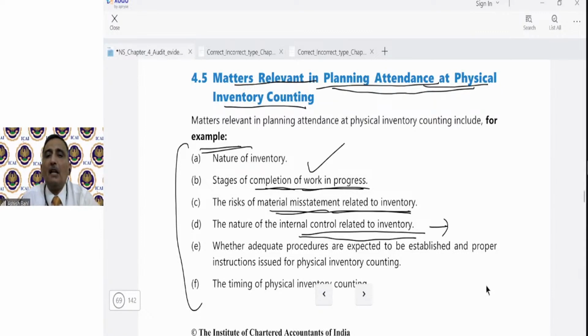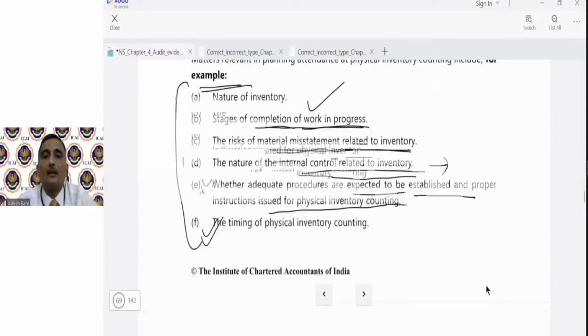So whether adequate procedures are expected to be established and proper instructions issued for physical inventory counting and timing of physical inventory counting, that is also very important. So whether inventory counting is taking place at the year end or during the year, that is also a relevant factor to be seen by the auditor.